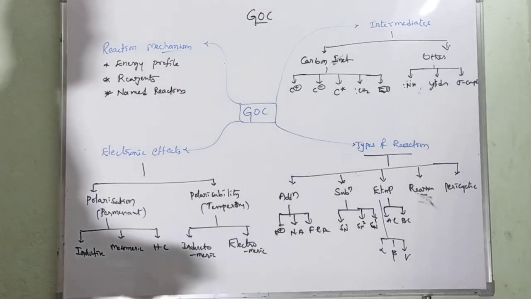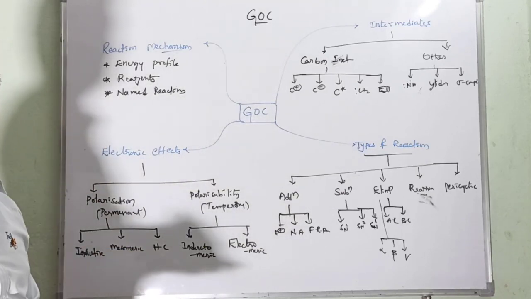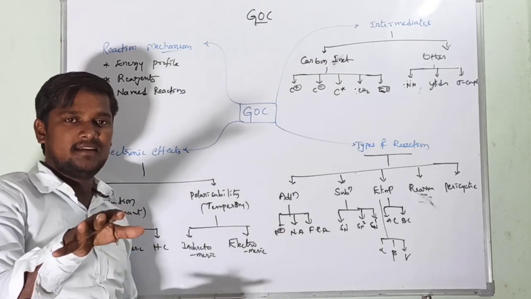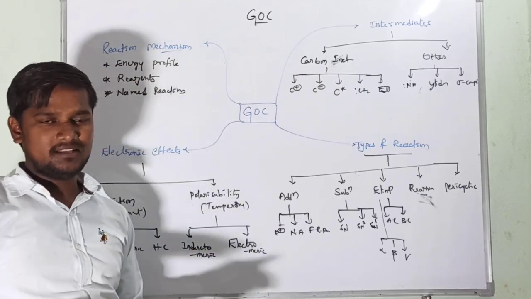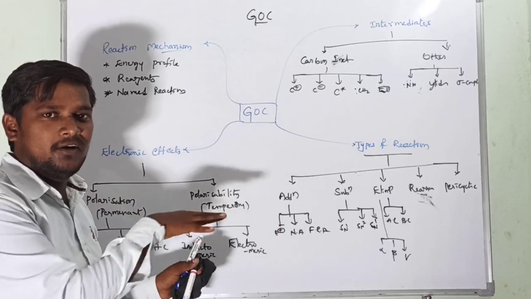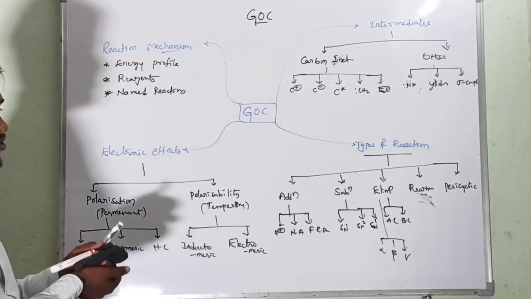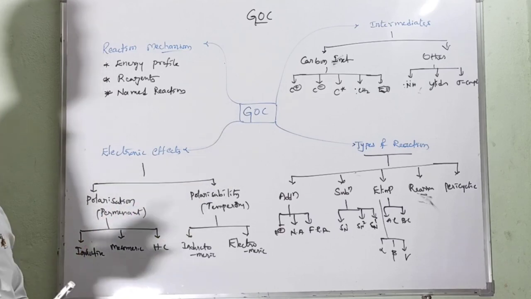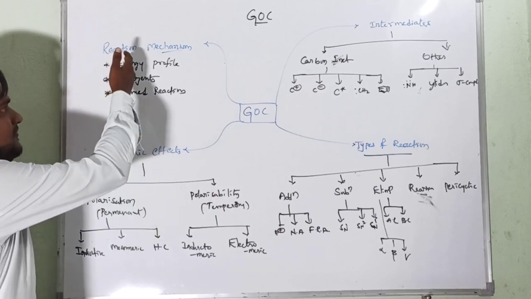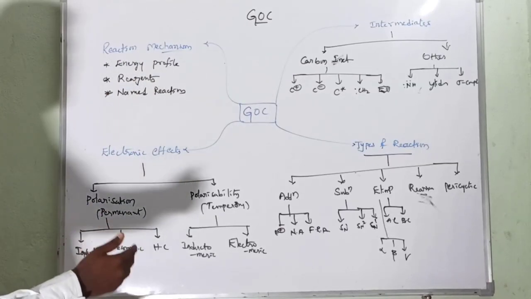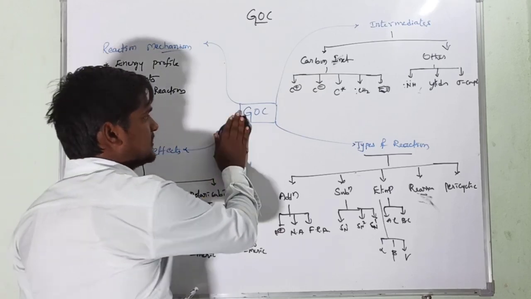So these are the main GOC topics which are helpful for competitive students, mainly IIT-JEE as well as NEET and CSIR as well as GATE JAM students. Okay, so this is the very basic part regarding the GOC. Let's take a screenshot of these topics and move on to the next tree diagram. So this is the GOC: intermediates, types of reactions, electronic effects and reaction mechanisms. Now let's move on to the third one, that is a classification.